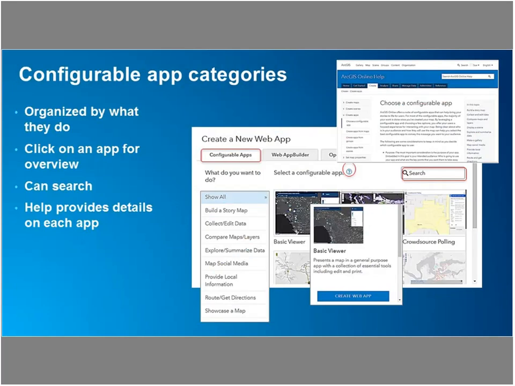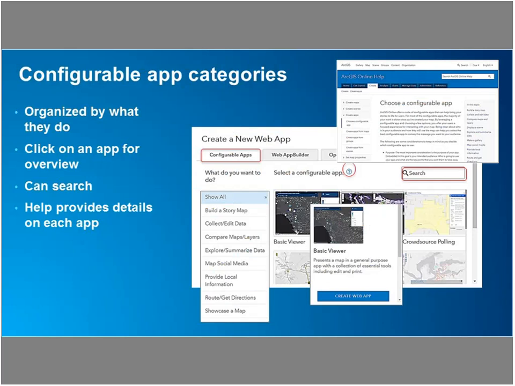Okay, so let's go into what are the different categories of web apps. Once you've selected to create a configurable web app from a template, you're presented with this gallery of choices, and there's a lot of different apps to explore here. We can't go over all of them in detail today, but I encourage you to go and explore these on your own. They're organized by what they do.